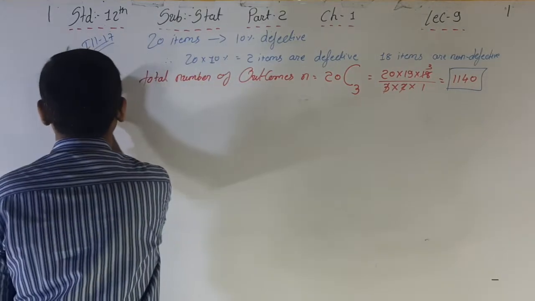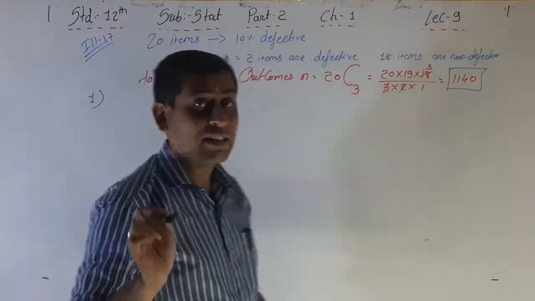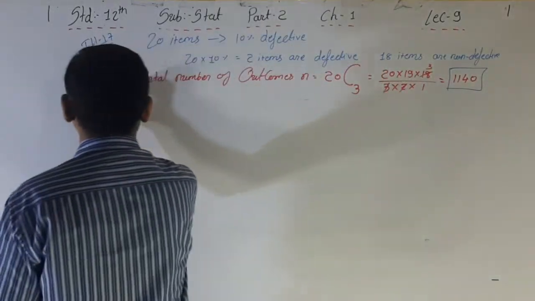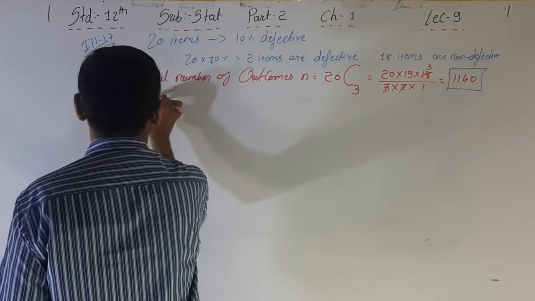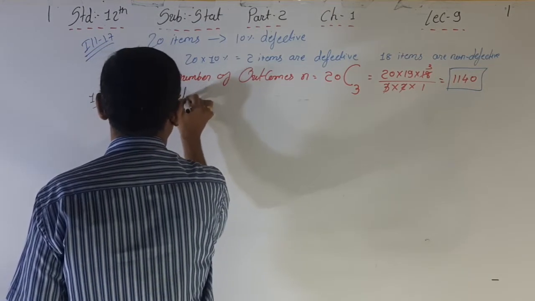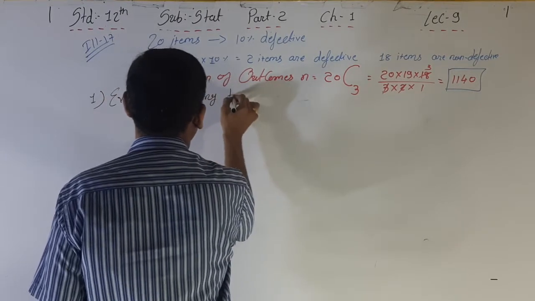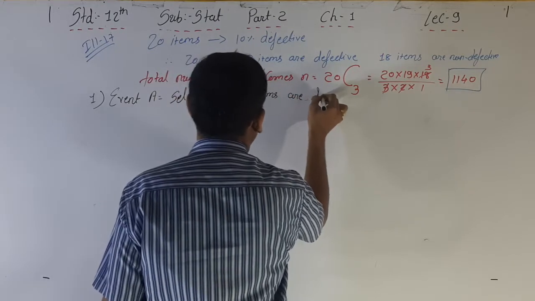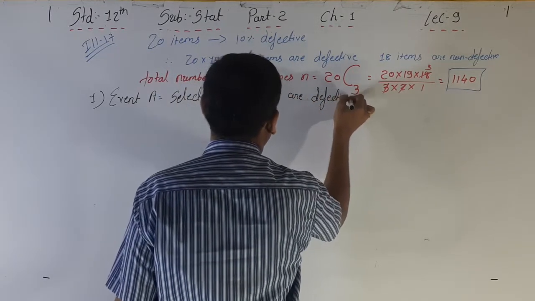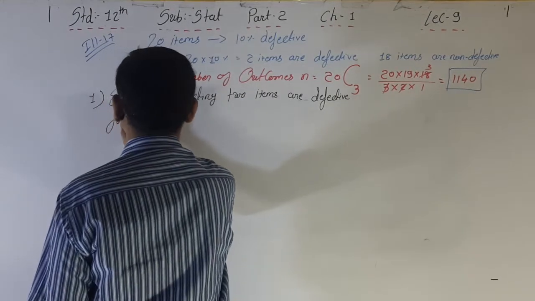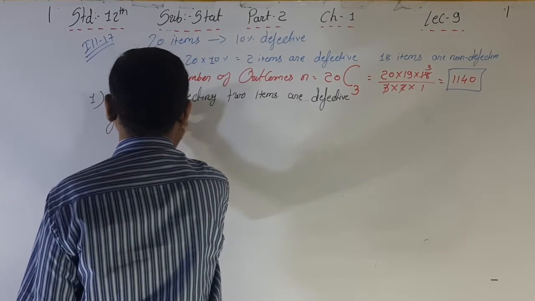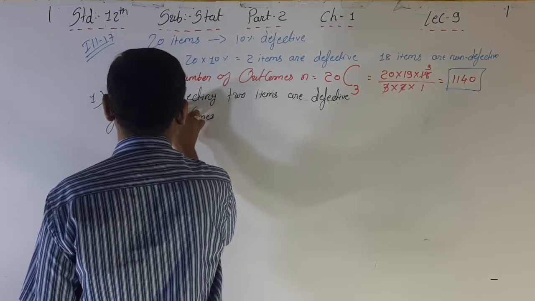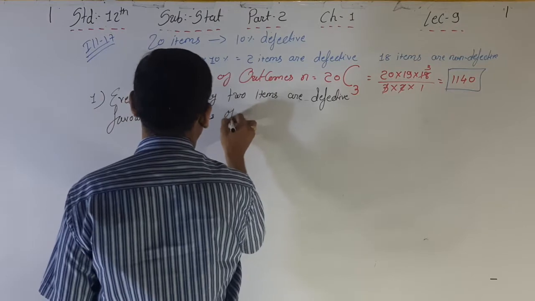Now the first point: what do we want as a probability, as an event? Here 2 items are defective, that is event A. Selecting 2 items that are defective. So favorable outcomes of event A.